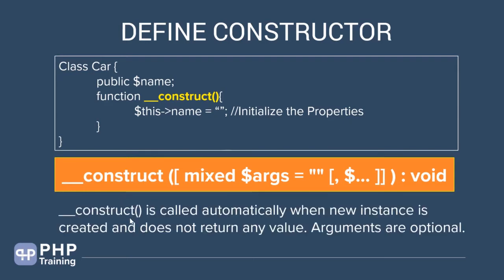Okay, so __construct is called automatically when a new instance is created and does not return any value, and arguments are optional. Even the function, you can choose to define it or you can ignore it. So you have to really remember this concept, and you have to understand when you have to write a constructor: first is how to define it, what are the parameters you want to pass it, and it doesn't return any value.